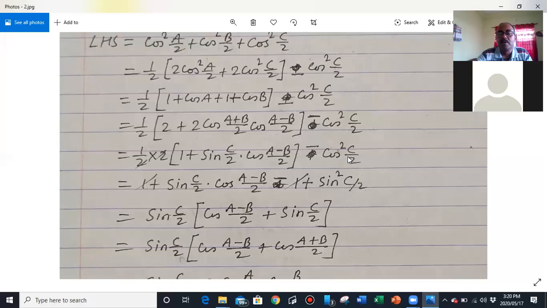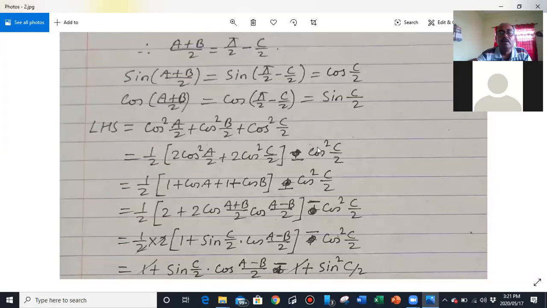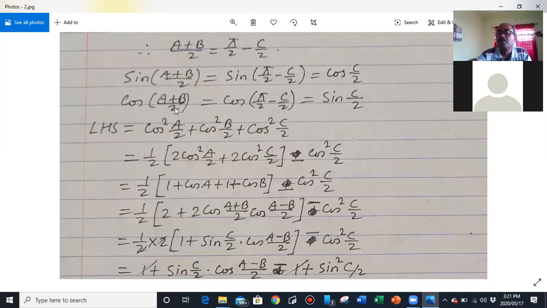Cos square c by 2 is 1 minus sin square c by 2. Due to minus, it will be minus 1 plus sin square c by 2. So plus 1 and minus 1 cancel. Now sin c by 2 is common. Sin c by 2 into cos (a minus b) by 2 plus this sin c by 2. And now from here, sin c by 2 is cos (a plus b) by 2.